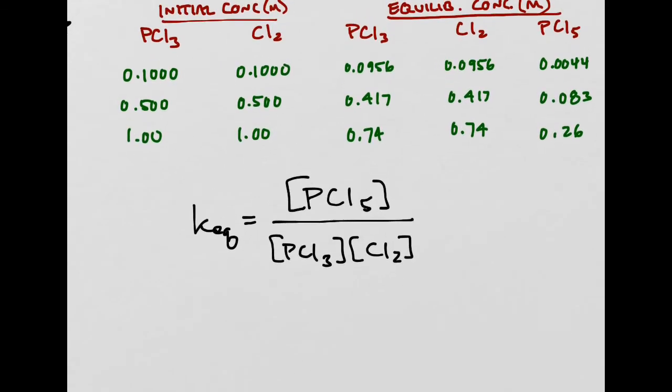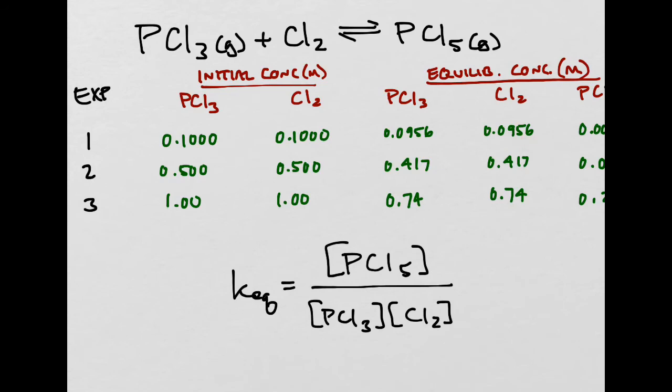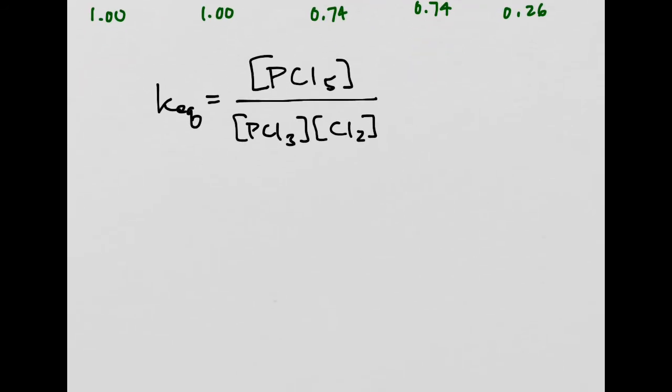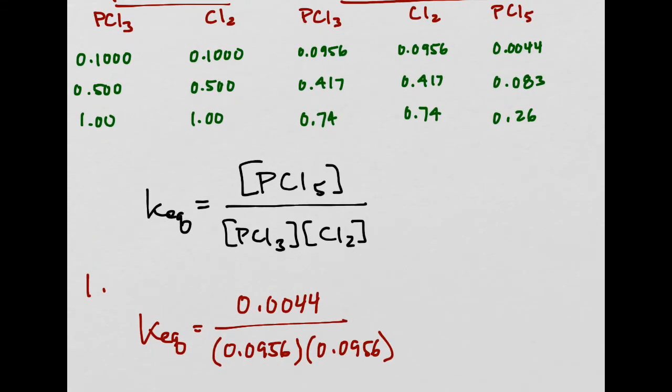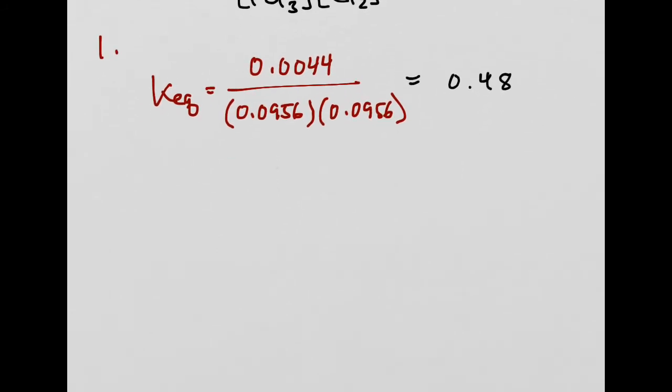Now, what's important here is that we're going to plug this first set, this first line of experimental data, into our equilibrium expression like so. So see how I took all this data? All I simply did was I collected up the 0.0044, put it right here in the top because that's my products, and I took my 0.0956 twice, and those are down here in the bottom, the product of those two multiplied together. And when I chuck this into my calculator, I get 0.48.